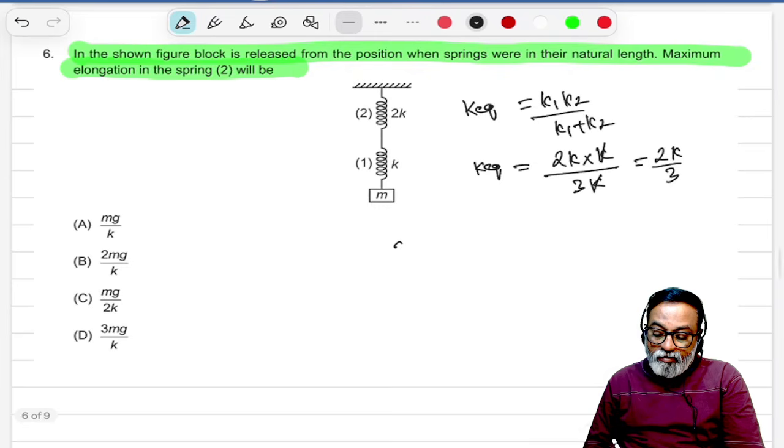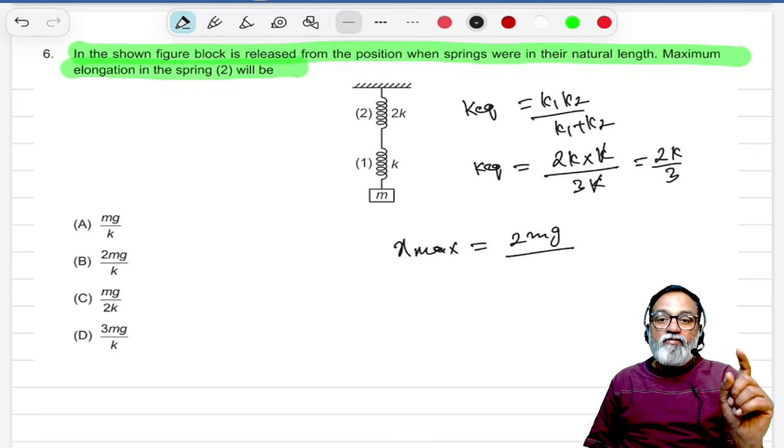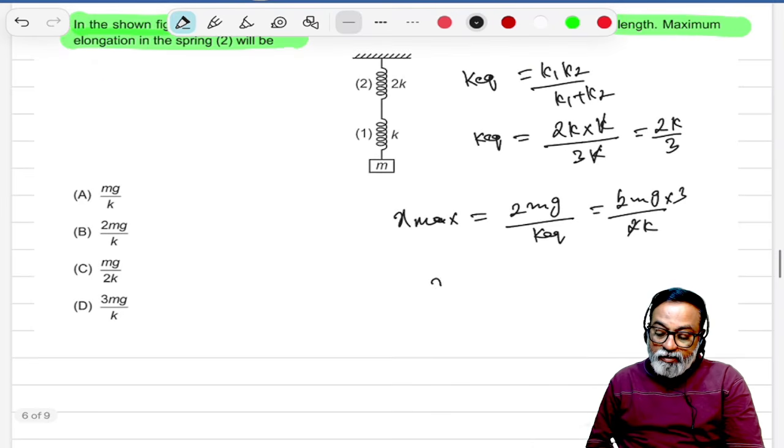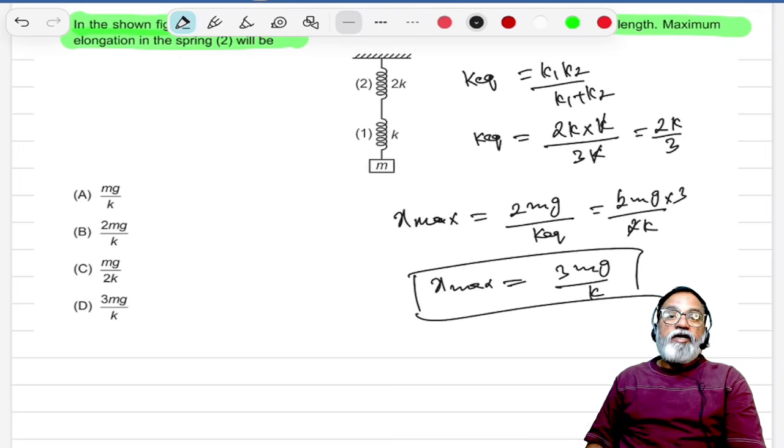But elongation in the spring is maximum when it is in extreme position, that is equal to 2 mg by k, but only for one spring unte ikkada 2 unnai kabatti k equivalent rayali, that is equal to 2 mg. K equivalent is 2k by 3, so 2 gets cancelled. Therefore, x max is equal to 3 mg by k. This is the total elongation.